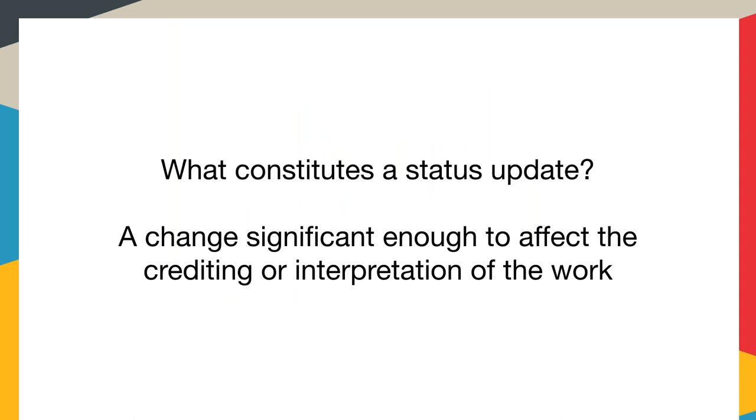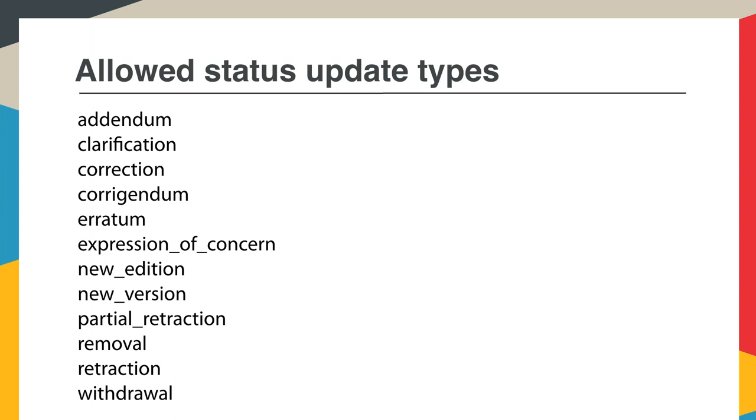So just to pause and put some definition around what we mean by an update, as this is something that we get asked quite regularly. To trigger a Crossmark status update in that box there, the changes to the content must be significant enough to affect the crediting or interpretation of the work. Within scholarly publishing, there are a limited set of events that meet this criteria, and we've defined that list as follows. We worked with an advisory group of publishers on this list and came to the conclusion that these 12 status update types are the ones that can be used to trigger an update in Crossmark.